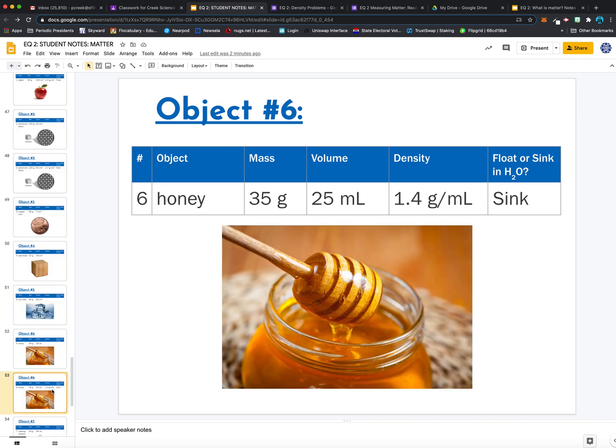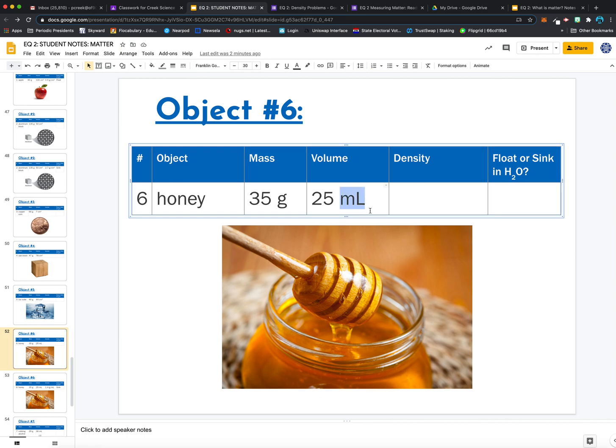Number 6, we have honey. And I showed you the answer right away. Sorry about that. But I wanted to do this one together because we have a new unit here, mL. And I've capitalized the L just to show you that it's actually an L and not a 1. This is a milliliter, all right? A milliliter equals a cubic centimeter. So a milliliter and a cubic centimeter are the same thing.